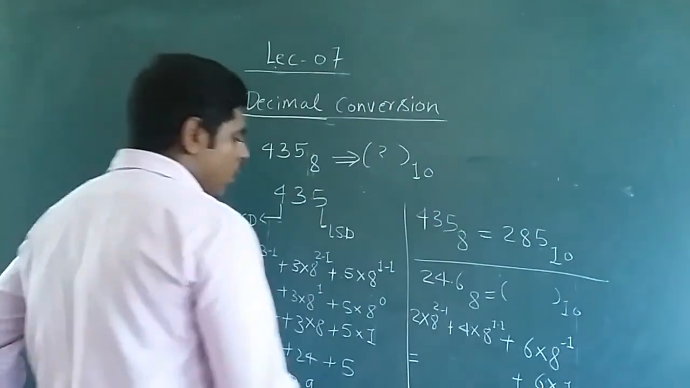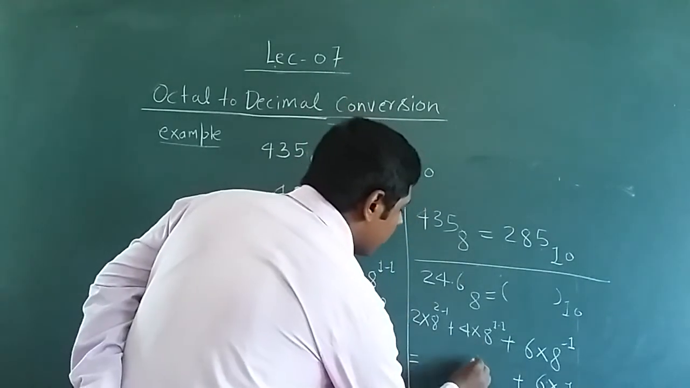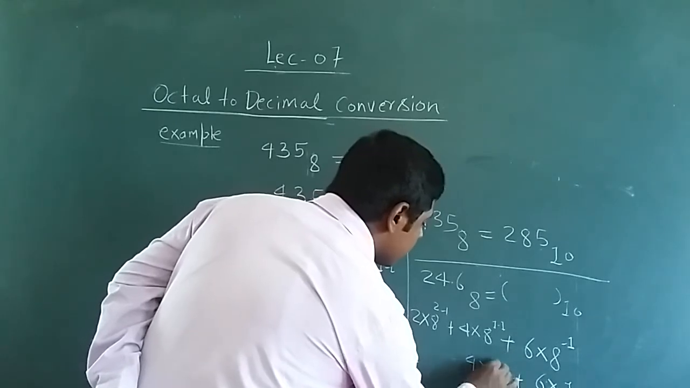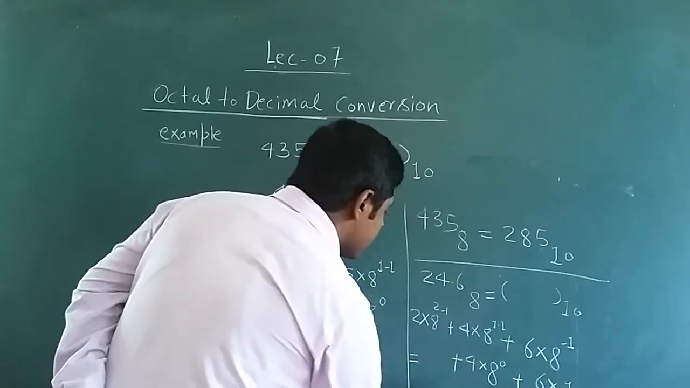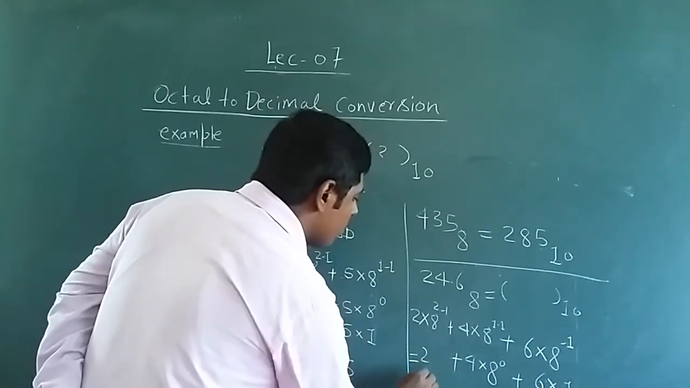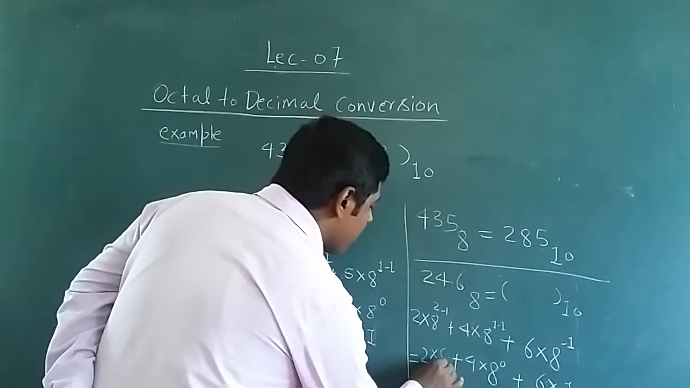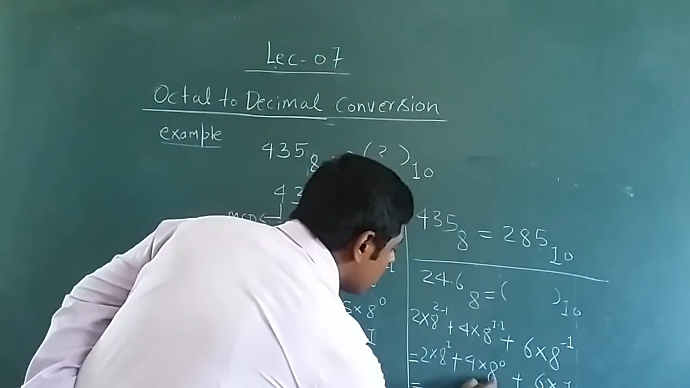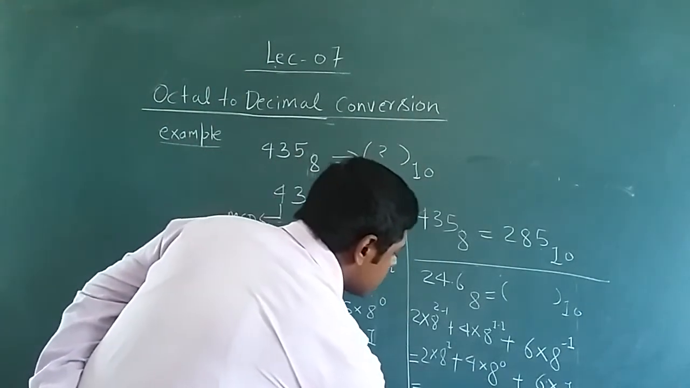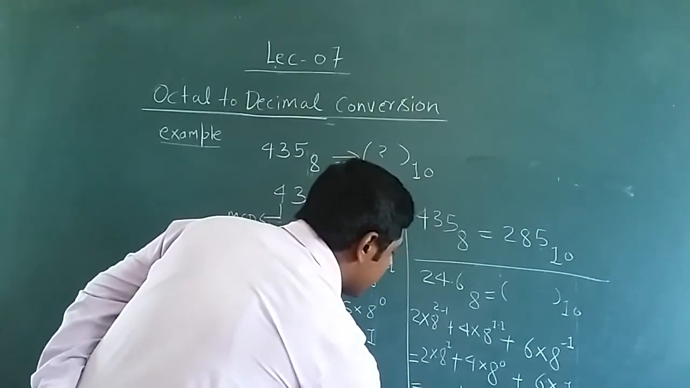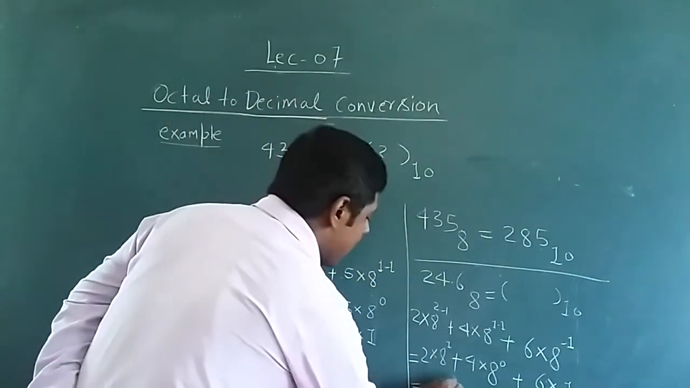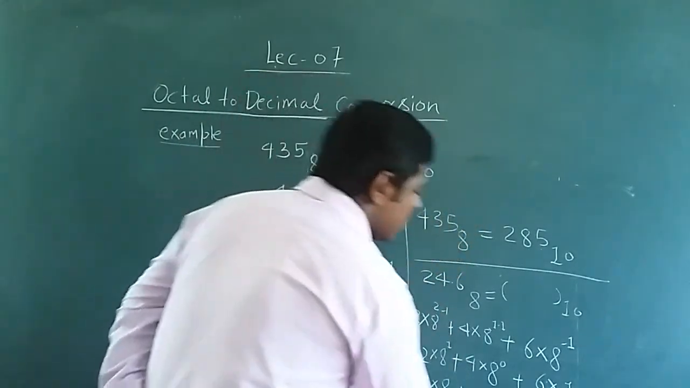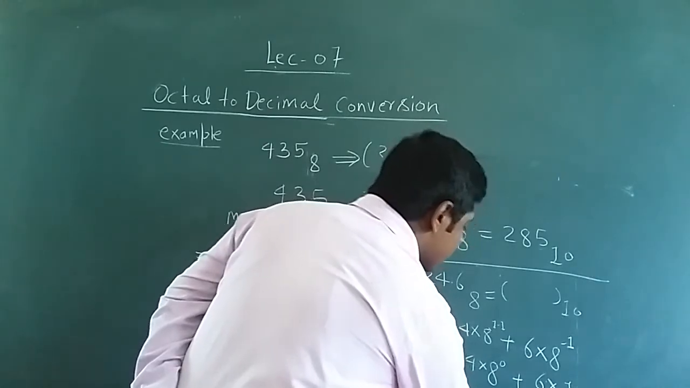Now 4 into 8 power 0 plus 2 into 8 power 1. As you know, 8 power 0 is equal to 1, and 8 power 1 is 8, into 2, plus 6 upon 8.